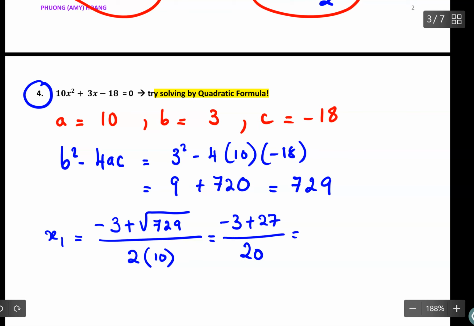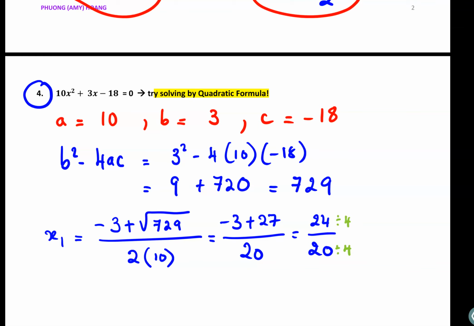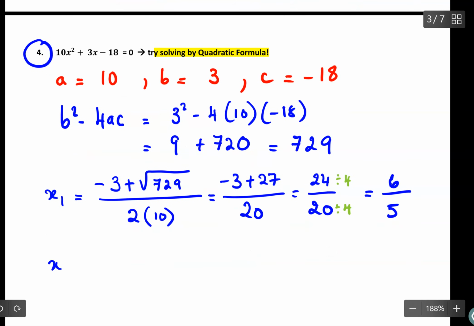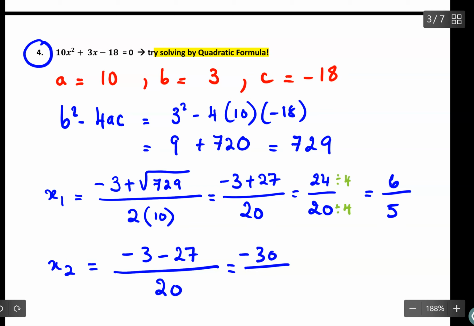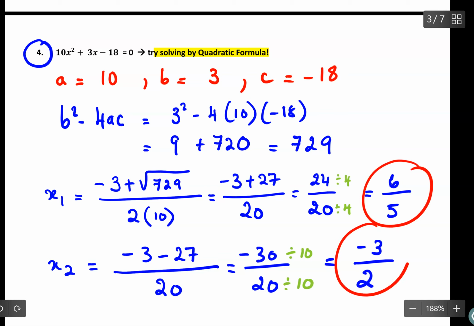divided by 20, so I should have 24 over 20. You can reduce this to lowest terms by dividing the numerator and the denominator by the same number, 4, then you end up with 6 over 5. Okay, so for x2, I should have minus 3, subtract 27 in this case, over 20, so I have negative 30 over 20. I will divide the numerator by 10, and divide the denominator by the same number, 10. I should have negative 3 over 2 as a solution. So we have the same solutions as we did in number 3.